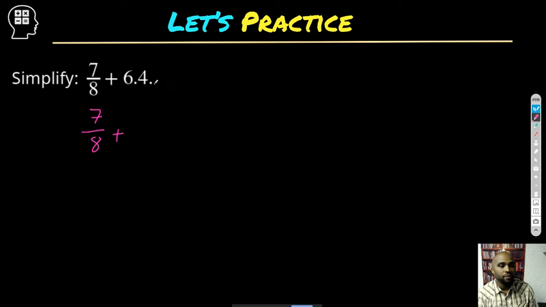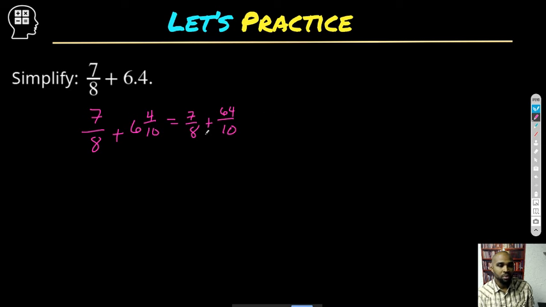What if we converted this 6.4 into a fraction? That would be 6 4/10. Rewriting this as a mixed number, it would be 7/8 plus 6 times 10 is 60, plus 4 is 64/10. I can't add these yet because I have unlike denominators, 8 and 10, but I could get like denominators.